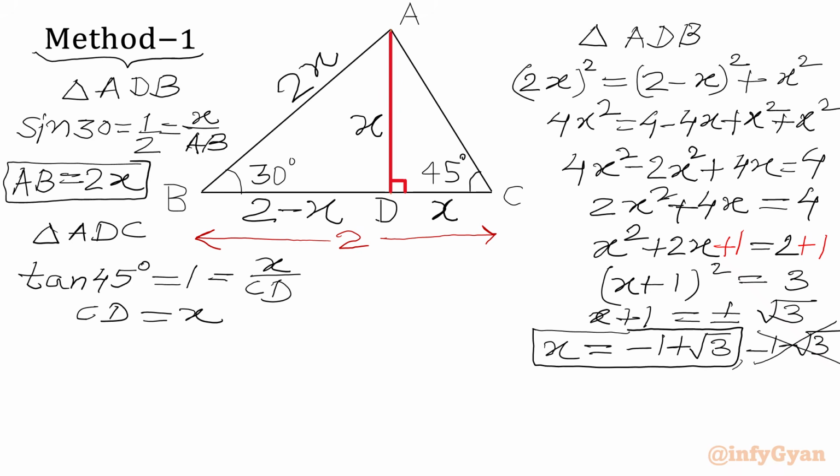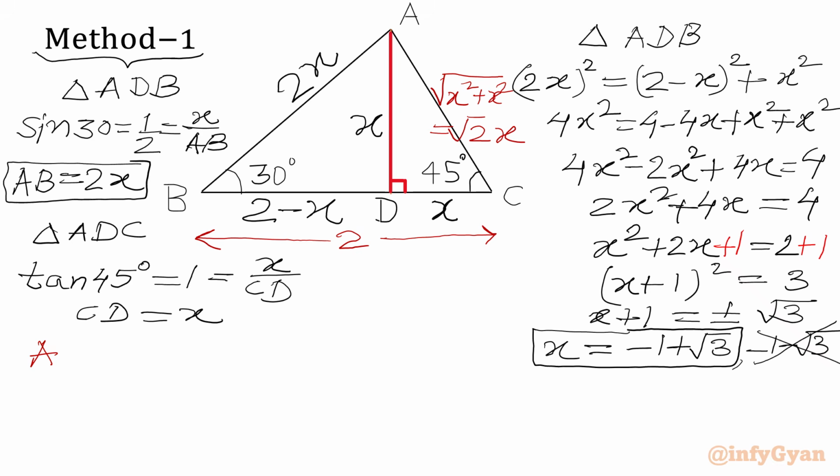Now we have to find AB and AC. So if we apply the Pythagoras theorem in ADC, we can write AC will be equal to square root of x squared plus x squared, which will be equal to square root 2 times x. So in terms of x, AC is root 2 x and AB is 2x.